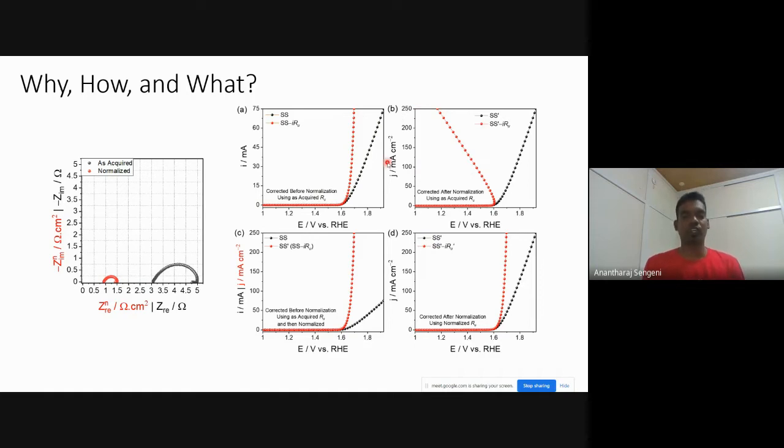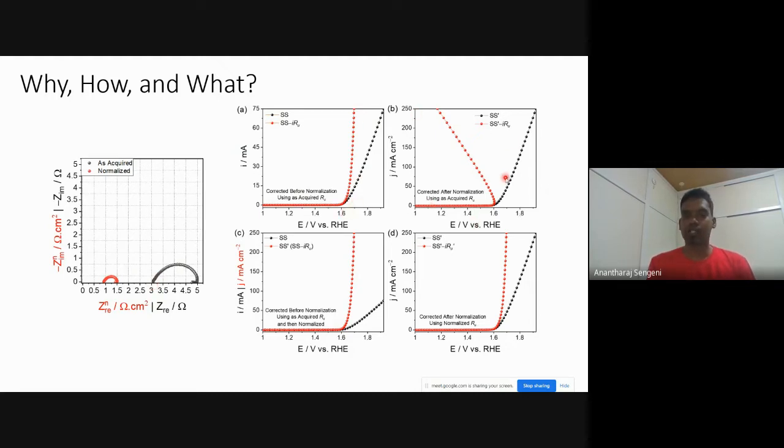So now we have 4 situations such as this one. Either you can take the as-acquired activity without normalization. Please note that the unit of current is just milliampere without any area in it. So you can correct it using the as-acquired uncompensated resistance value. So this is after IR drop compensation.